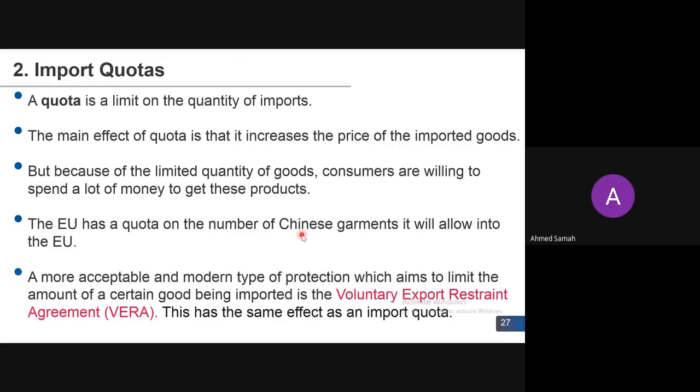Then a more acceptable and more modern type of protection which aims to limit the amount of certain goods being imported is the voluntary export restraint agreement, known as VER, which is quite the same as the import quota.